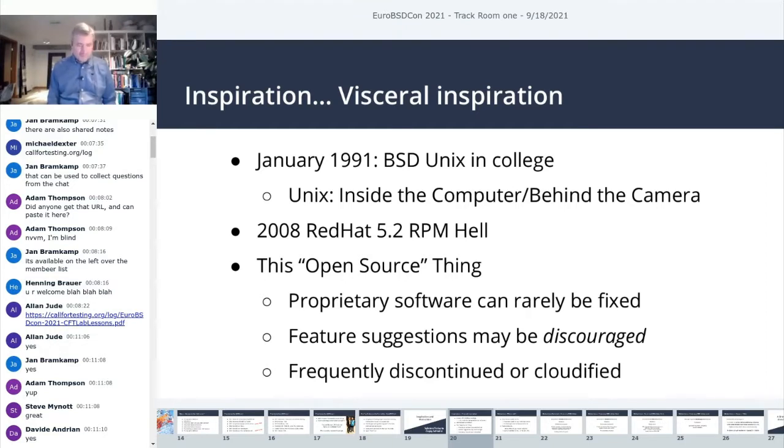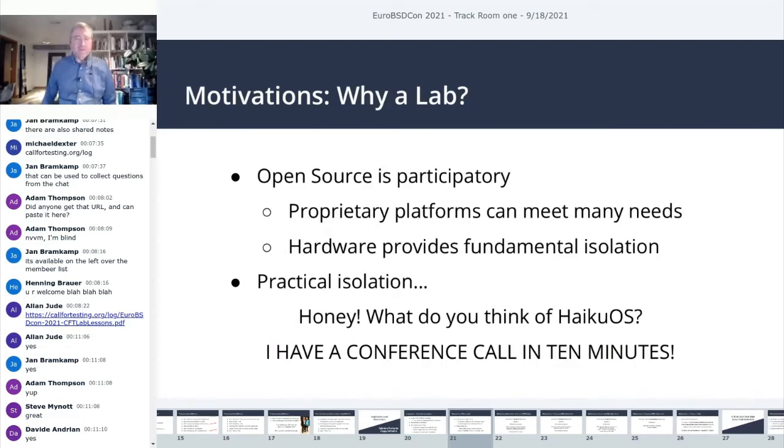You can't have features responded to, especially on the desktop. Features are not welcome. Apple at one point said, no, please do not send feature requests. We might face a risk of lawsuit if you sue us for implementing your idea. So don't send any ideas. Whoa, that's a really crappy model. And then of course the cloud came along and things started going cloudified.